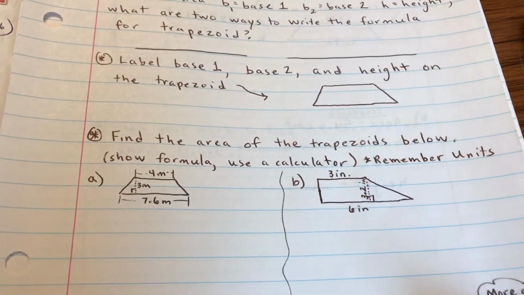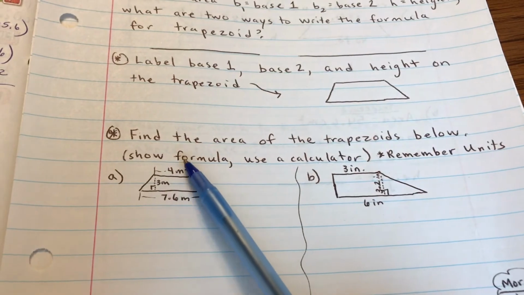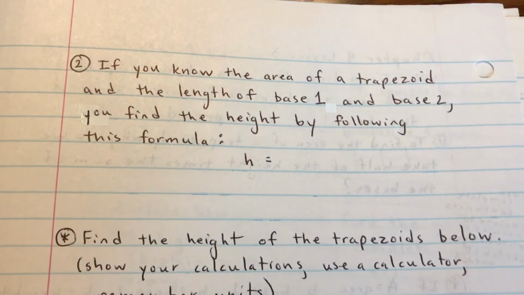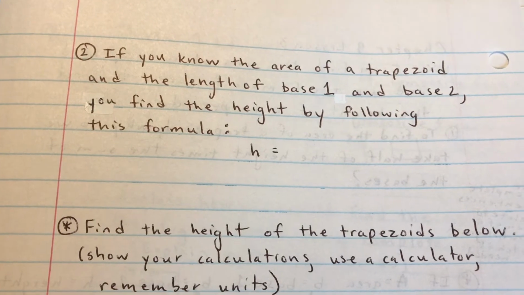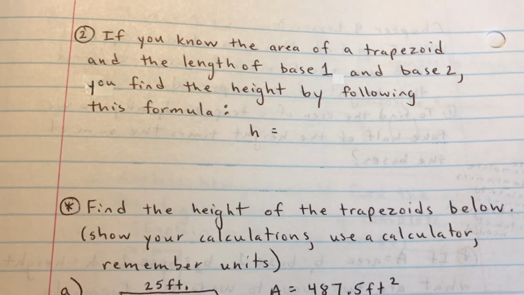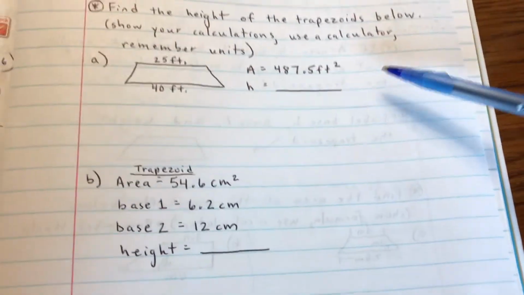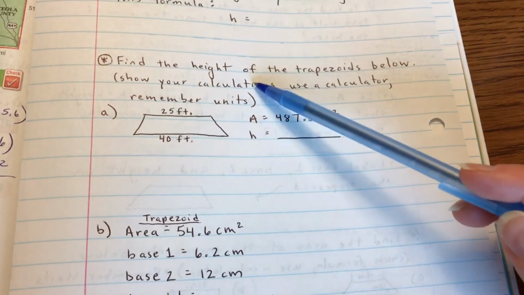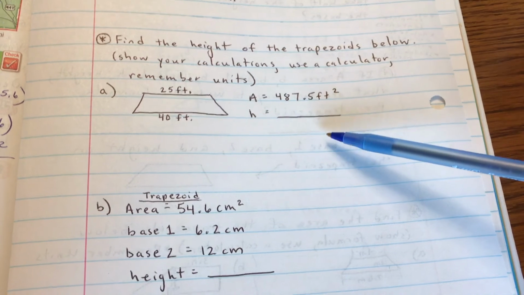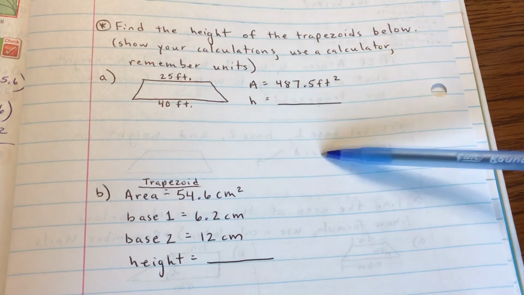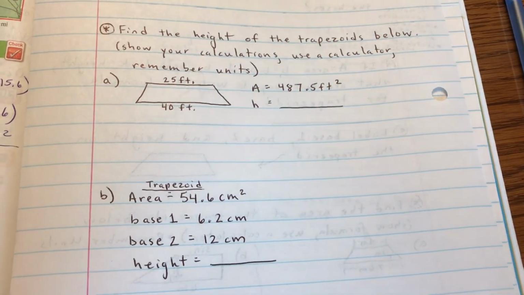Find the area of these trapezoids. Show your work by showing the formula, so plug in the formula. On the back, if you know the area of a trapezoid and length of base 1 and base 2, you find the height by following this formula. So what is that formula that we use? And then find the height. So plug the numbers into that formula. Show your calculations, and you can use a calculator for these two. That's it.